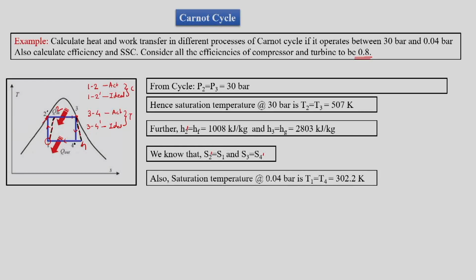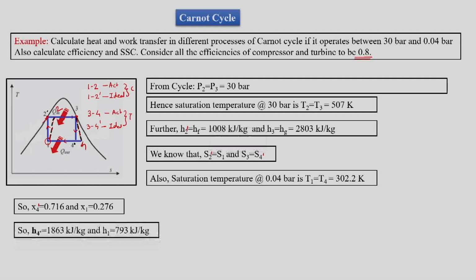We now know the saturation temperature corresponding to 0.04 bar: T1 is equal to T4 is equal to 302 Kelvin. So we get X4 dash as 0.716 and X1 as 0.726. Till this step, the example is the same as what we had solved for efficiency of 100%. Then we are supposed to find out the enthalpy H4 dash, based upon this X4 dash, it is 1863 kilojoule per kg, 793.